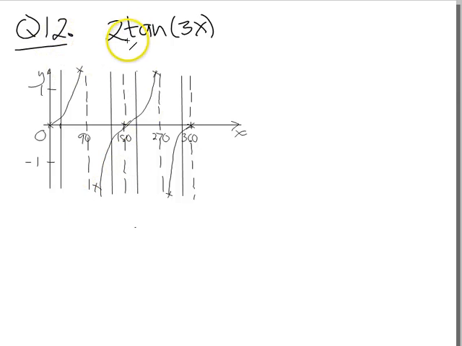Okay then guys, let's have a look at question 12. We've got 2 times tan 3x. I've drawn the tan x in here, what we're used to seeing for the tan. It shoots off to infinity at 90. Okay, and it's 0 at 0.